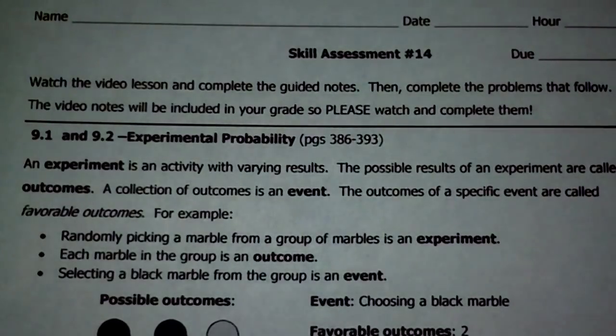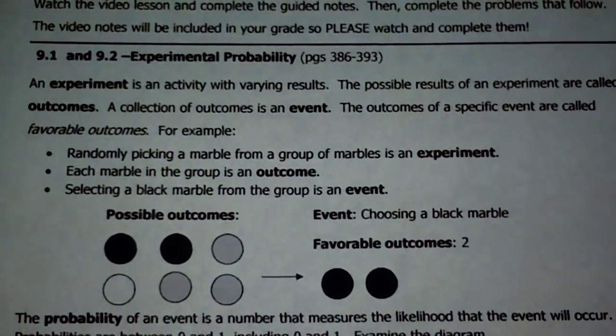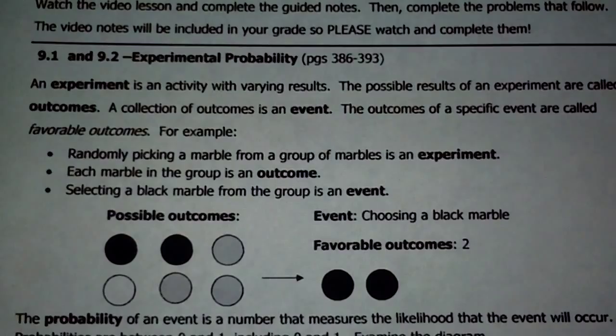So here's an example of all that, because it's a lot of words. Let's say you have a bag of marbles. This is a fun experiment, let me tell you. Randomly picking a marble from a group of marbles is called an experiment. So that's the thing you're going to do that can have different results because you have different marbles in there. Each marble in the group is an outcome. It's a possible result. It's what you could pick out of the bag. Selecting a black marble from this group of marbles right here is an event. And then the favorable outcomes will be picking what you actually wanted.